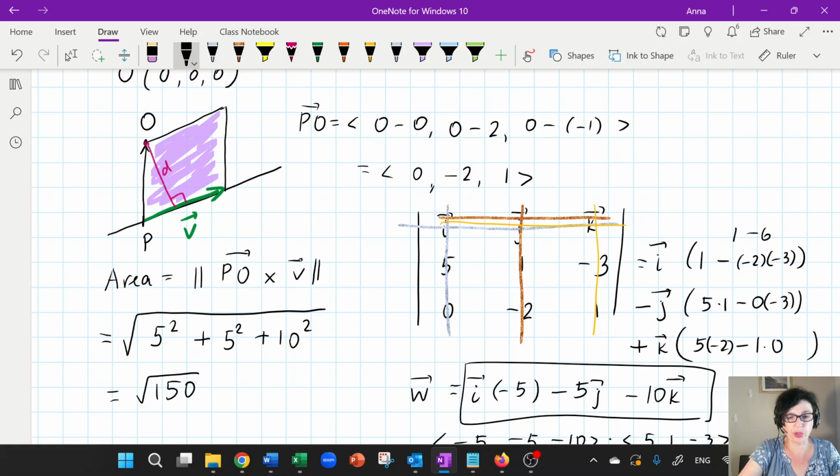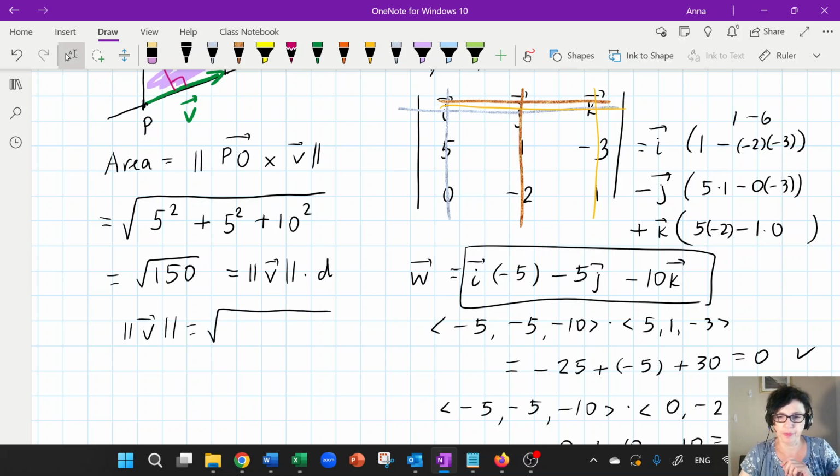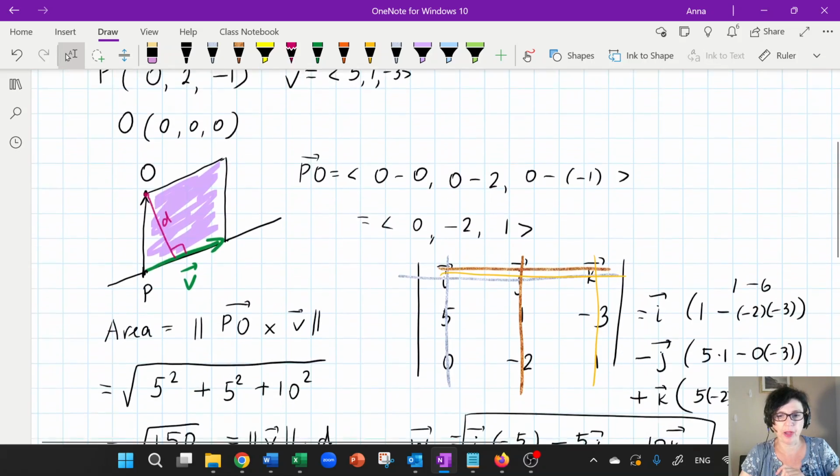Now, we also know that area of a parallelogram is base times height. The base is the length of vector v. So this would be magnitude of v multiplied by the height, but the height is d. So all I have to do is find magnitude of v at this point. So let's see if we can do that. So let's remember what was vector v. So we found it, and it was 5, 1, -3.